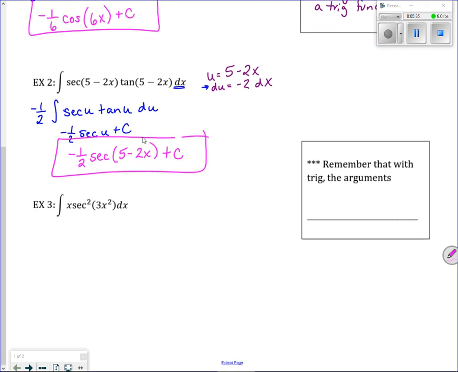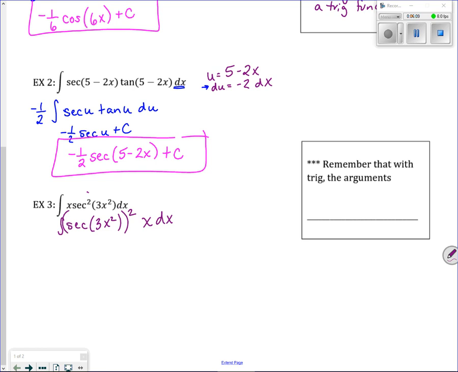Now example 3, you go, okay, well, wait a minute. I see a power because really what is being written here? I mean, I could technically write this as secant of 3x squared, all of that squared, because that's what that squared is, times x dx. So you go, well, which one do I do? Do I do secant? Because yesterday you said if I saw a power, I should let your u be what I'm being raised to the power.